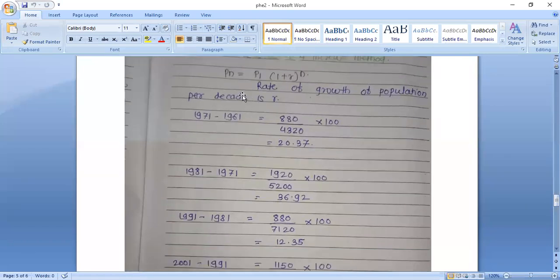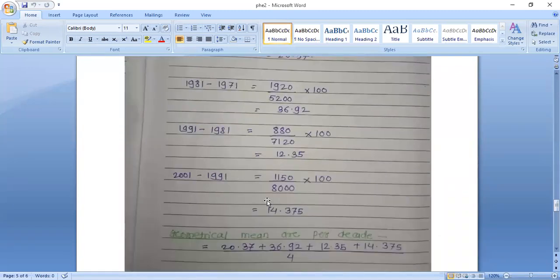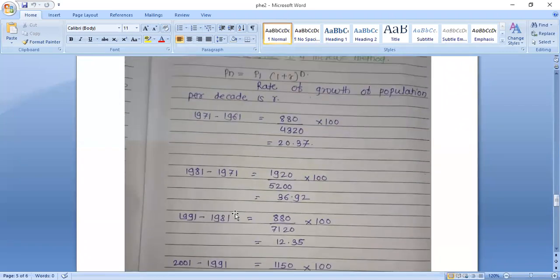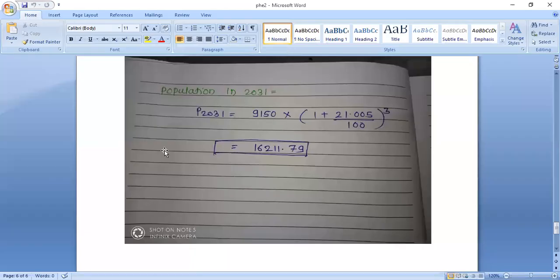In the geometric increase method, the formula is Pn is equal to P1 in bracket 1 plus R raised to n. Now we have to find the value of R for every decade. Then after finding the value of R for every decade, we have to find the geometric mean of that value of R, meaning the rate of growth of population. The geometric mean of the rate of growth of population is 21.005. Then we have to find the population for 2031.